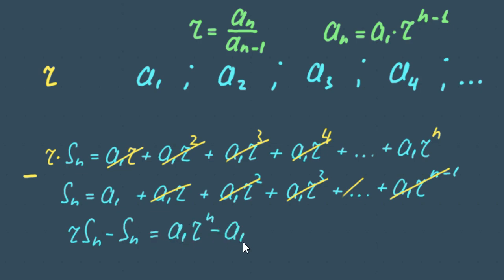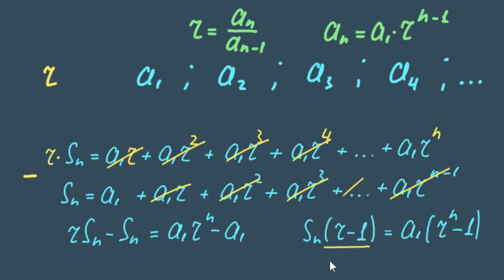We subtract and factor out the sum of the first n terms of the geometric progression from the left side as a common factor. What remains in the brackets is r minus 1. On the right side, we factor out the first term of the geometric progression, leaving r to the power of n minus 1 in the brackets. Divide the left part and the right part of this equality by r minus 1. So that in the left part, I have only the sum of the first n terms of the geometric progression.